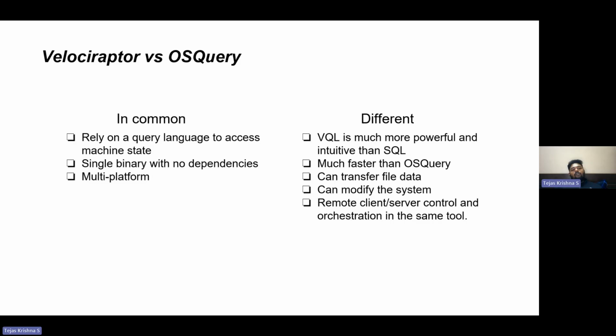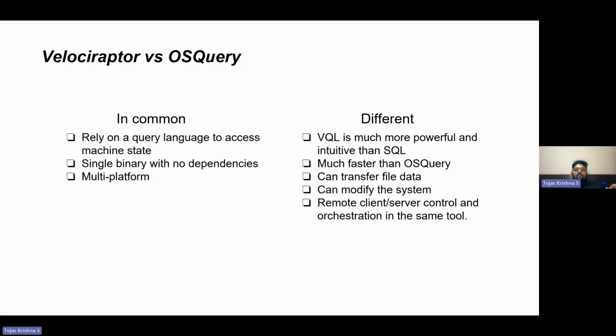So let's see Velociraptor and OSQuery. What's common: they rely on a query language to access data. Query language basically means master commands, OSQuery uses its own, and here it's VQL. It's a single binary with no dependencies, so you don't need to install anything else. It's also multi-platform, so it can be used on Windows, Linux, Mac, anything.